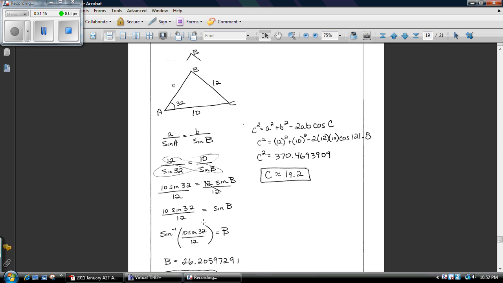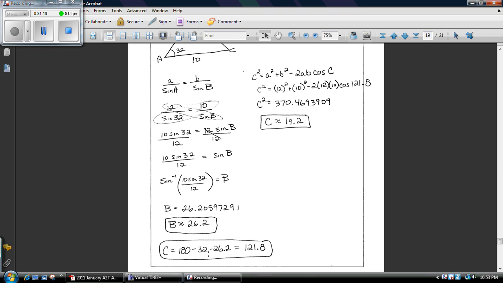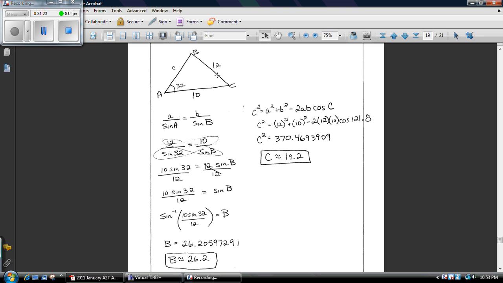Okay, if B is 26.2 and I know how much A is, then all I have to do is subtract them from 180. I know how much C is. C is 121.8. And once I know C, then I could use the law of cosines to find side C. You just plug into the law of cosines. By the way, these two formulas are on your reference table. Plug into the law of cosines. C is 19.2.